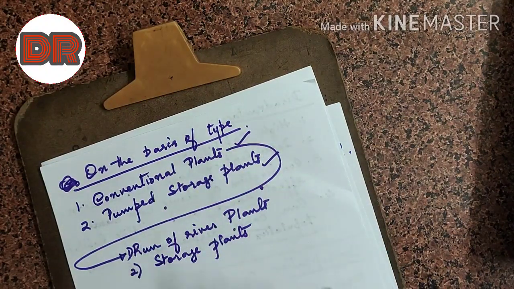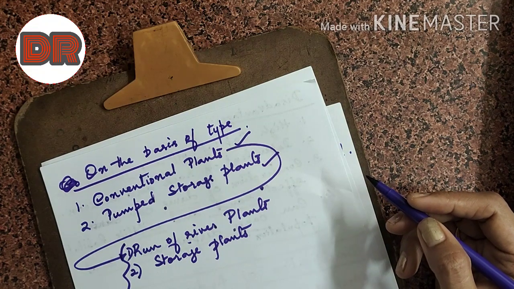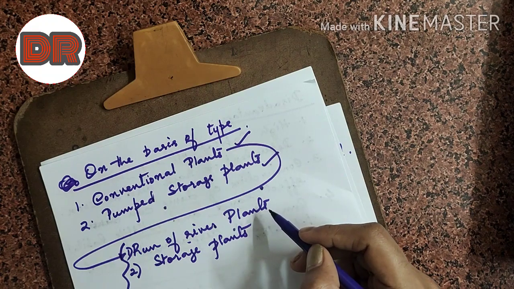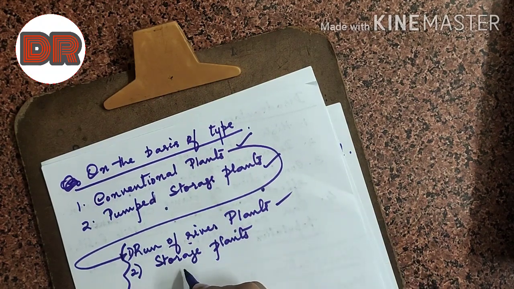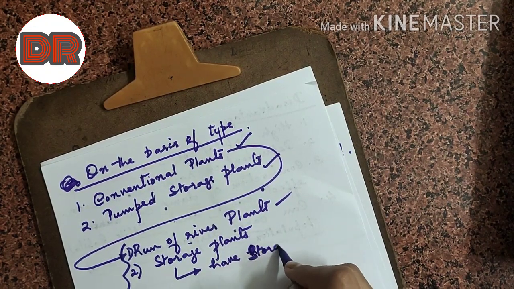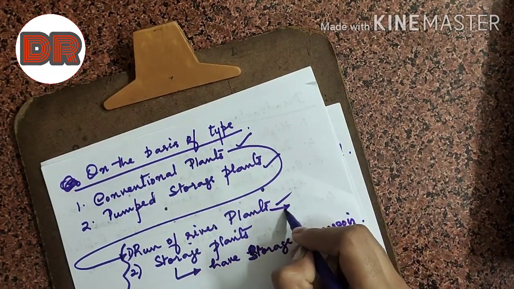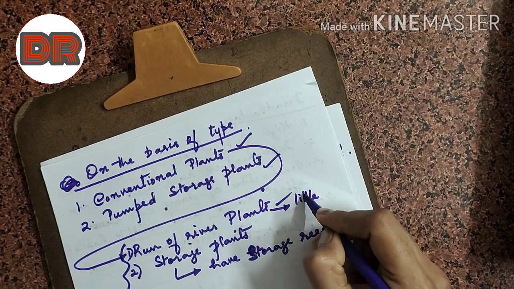Conventional power plants are again classified into two types. One is the run-off river plant, which has little storage capacity, uses water as and when it is available, and the unused water is spilled away. And the storage plants have storage reservoirs.